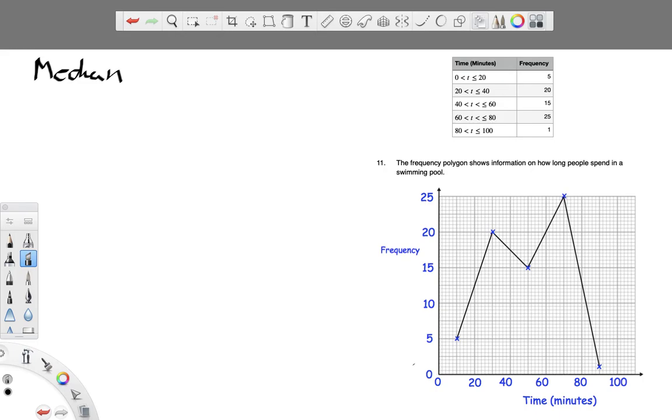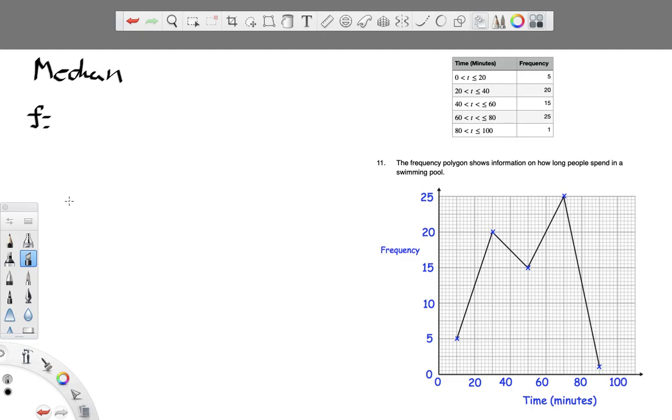So we're now going to calculate the median for this frequency polygon. I've now attached the table, so the frequency table that this data was taken from, because I think that will make it a bit easier for us to see how to calculate the median. So how do we calculate the median? Well, we begin, as we did before, we really need a sum of the frequencies.